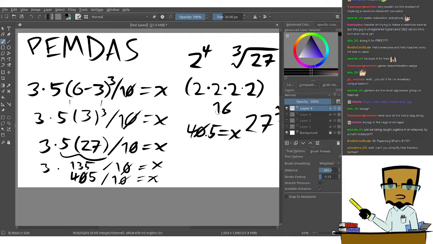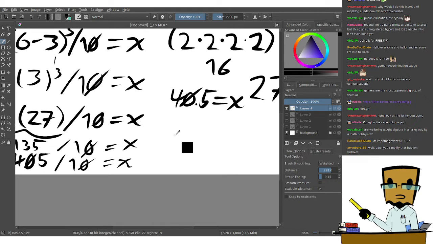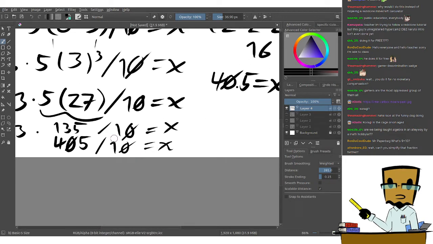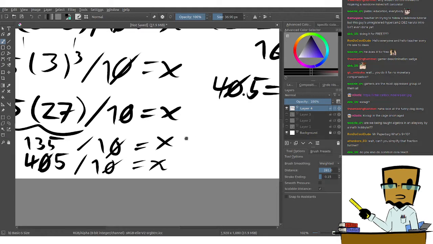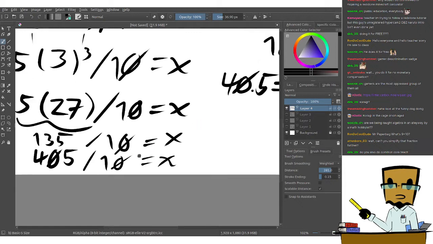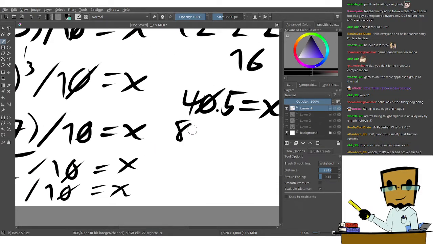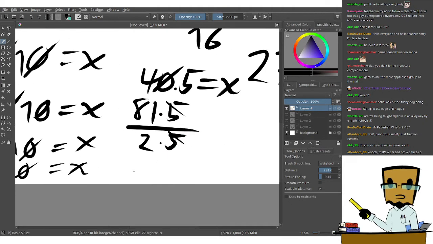Can't you simplify the fraction further? You can just divide 405 by 10. I guess if you wanted to leave it as a fraction, you could find the common factors between the two. Obviously, 10 can be divided by 5, and 405 can be divided by 5. However, 405 is odd, so you can't divide it by 2. So 81 times 5 over 2 times 5. We can just cross out the 5s and we just get 81 over 2 equals that.